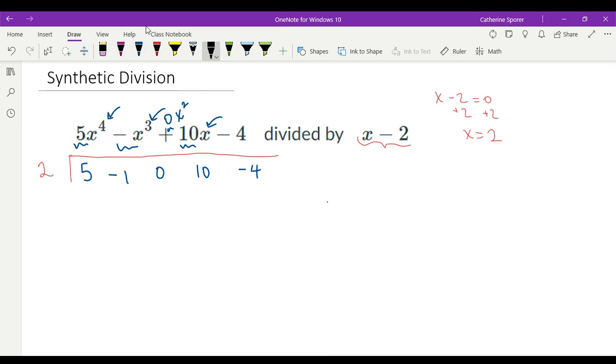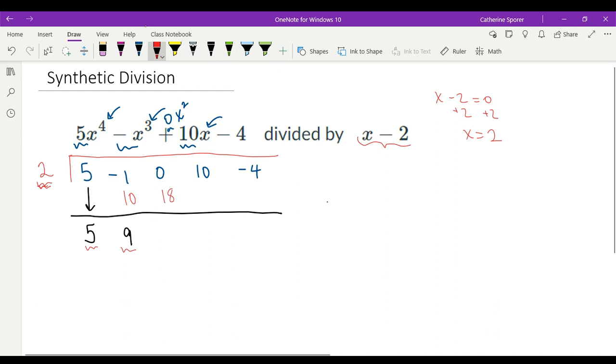And then we just start the dividing process. So I'm going to leave a gap for a row right here. And we take the first coefficient and we drop it down. So we're going to put 5 here. And now we multiply that number by the number that we put on the outside here. 5 times 2 is 10. And then we add down this column. Negative 1 plus 10 is 9. And then we multiply 9 by positive 2, which is 18. Then we add down this column. 0 plus 18 is 18.